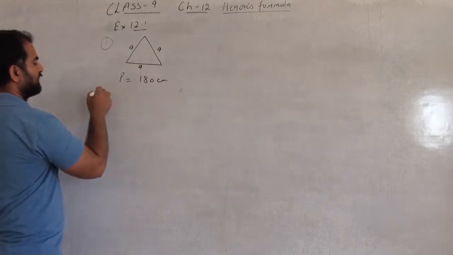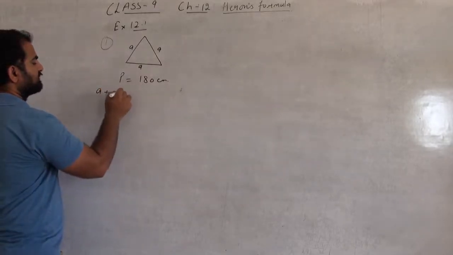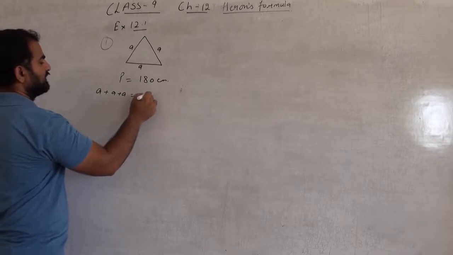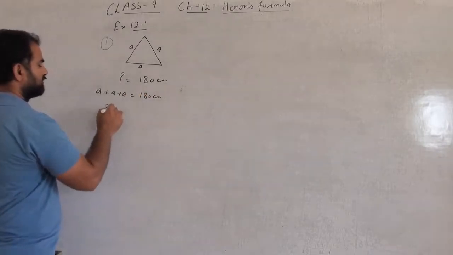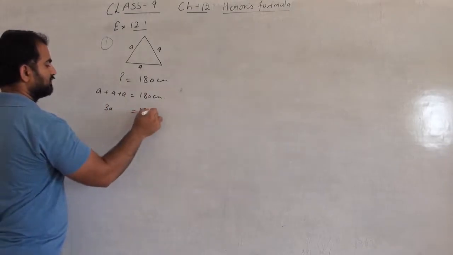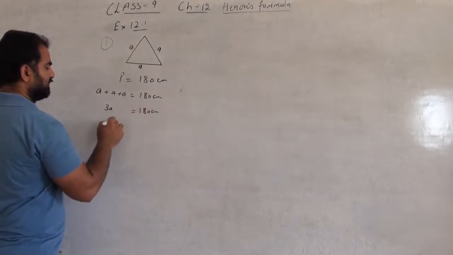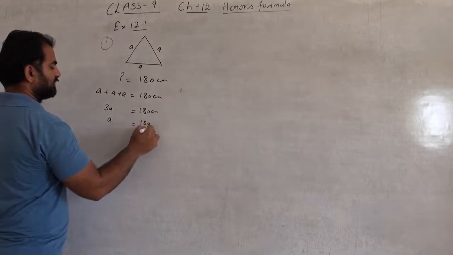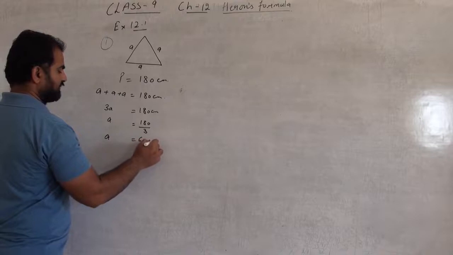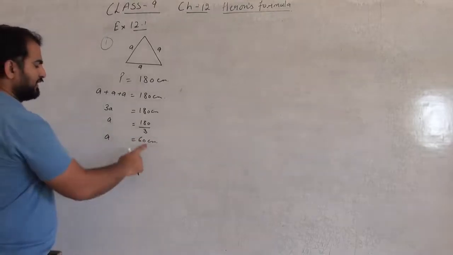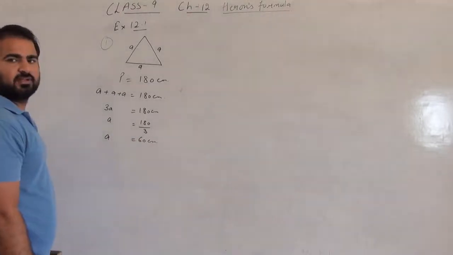So we all know that perimeter is side plus side plus side, which equals 180 centimeter. Now 3A equals 180 centimeter. So A will be 180 upon 3 and A equals 60 centimeter. If A is 60, then what we have to do? We have to find the area.